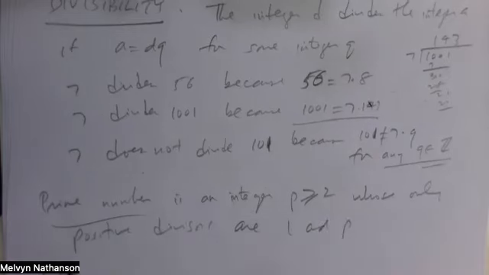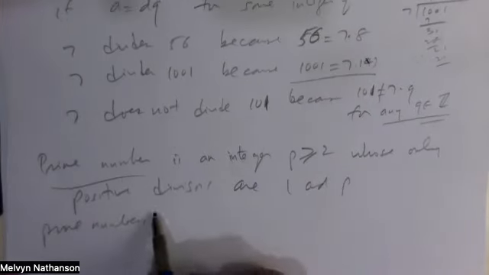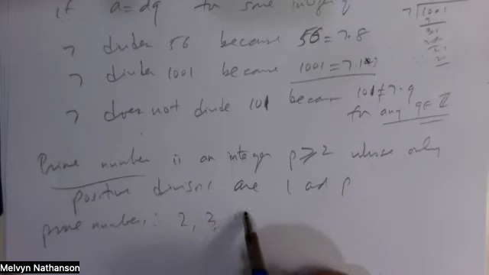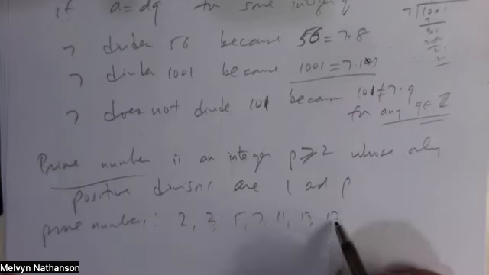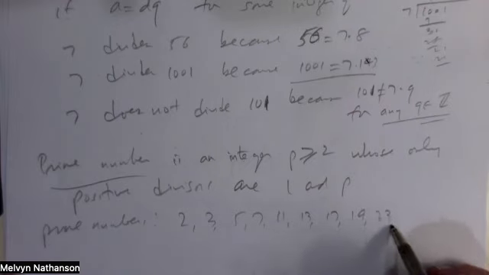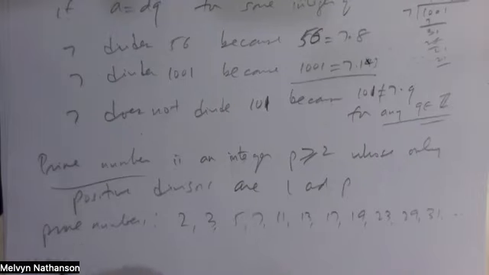So what are some examples of prime numbers? 2, 3, 5, 7, 11, 13, 17, 19, 23, 29, 31, and so forth. Every number is divisible by 1, and every number is divisible by itself. A number is prime if those are the only divisors. A number that's not prime is called composite.